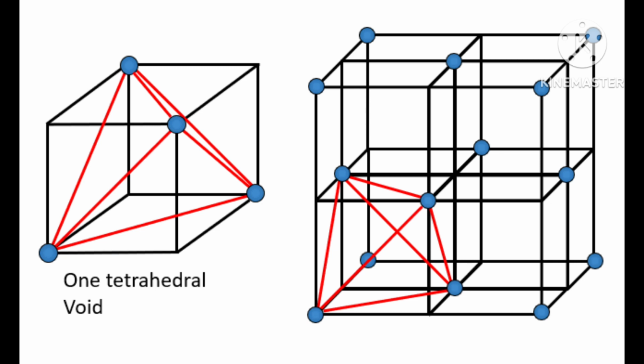Alternate corner. Suppose one sphere is there, meaning an atom is there, an atom or molecule or ion. Suppose at alternate corners one sphere is there. Then one cube you are considering, then one corner, one sphere.